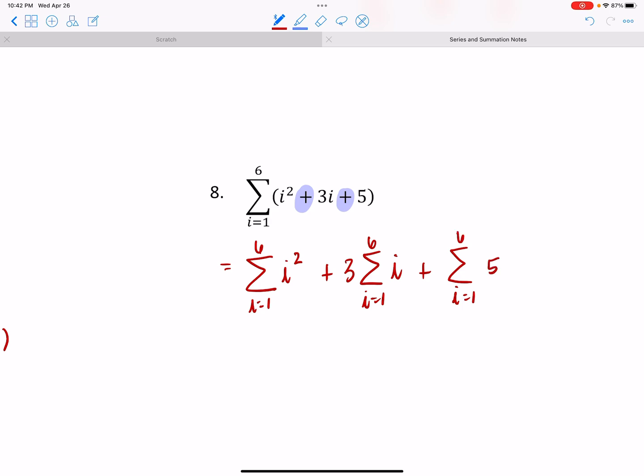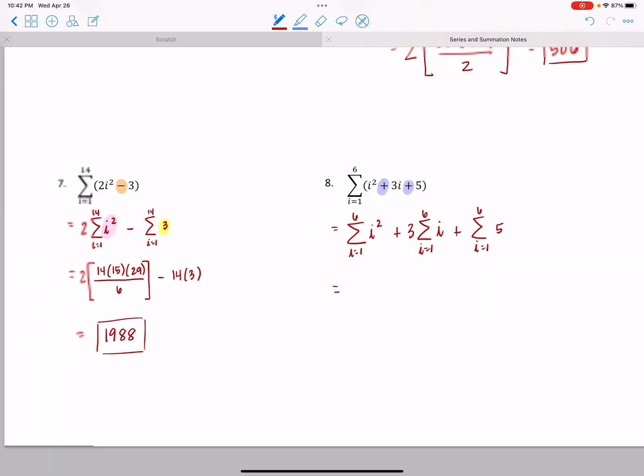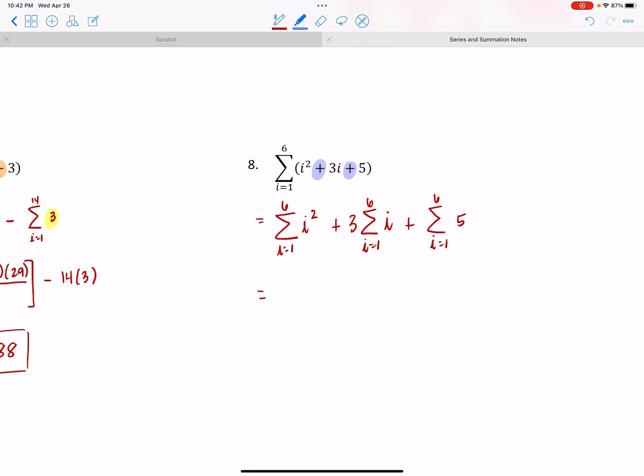Okay? So now things I've done already a couple of times. So i squared, that one was pink. We said this first one is going to be a fraction, and on the bottom was a 6. On the top was n, which is 6, n plus 1, which is 7, and then 2n plus 1. So 2 times 6 is 12, plus 1 makes 13.